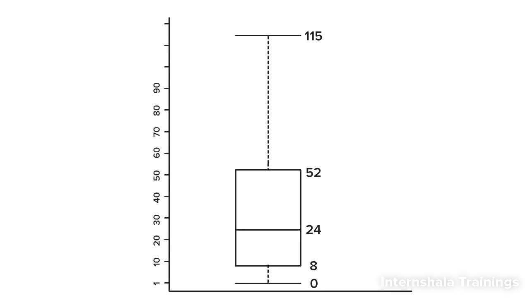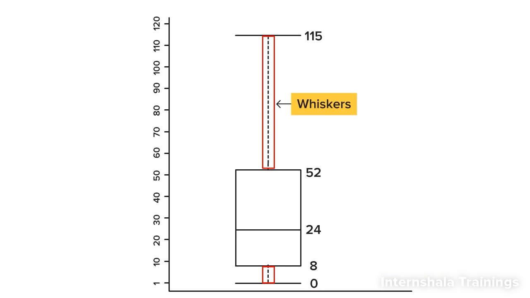Let us discuss the box plot with an example where we consider Sachin Tendulkar's first 100 one-day international match scores. From the above graph, we can figure out the maximum value is 115. It was the highest score for Tendulkar in his first 100 one-day international matches, and 0 was his minimum or the lowest score, and is represented by the whiskers.